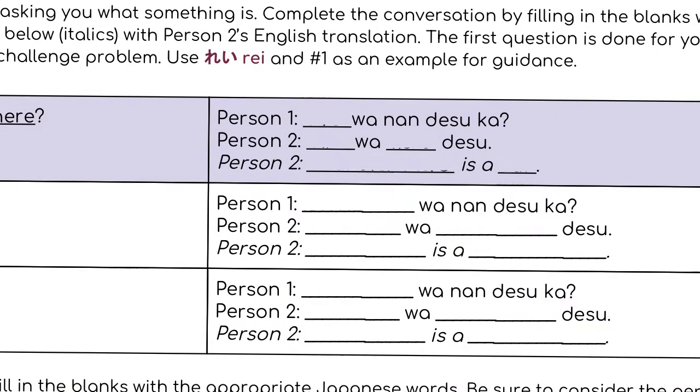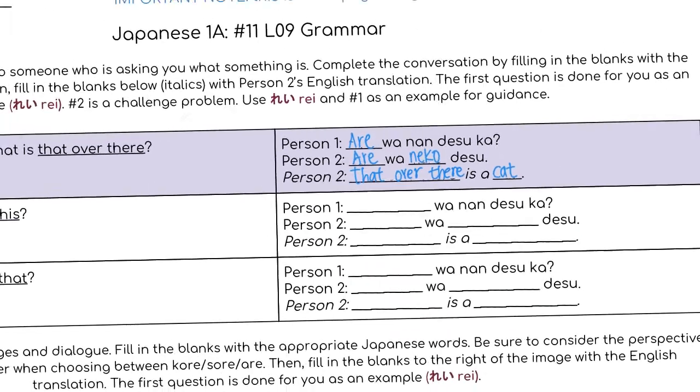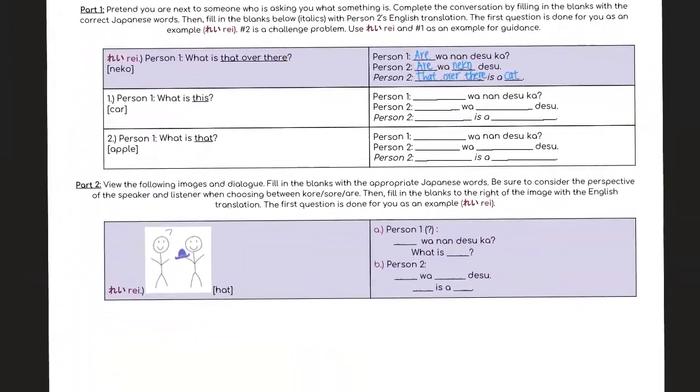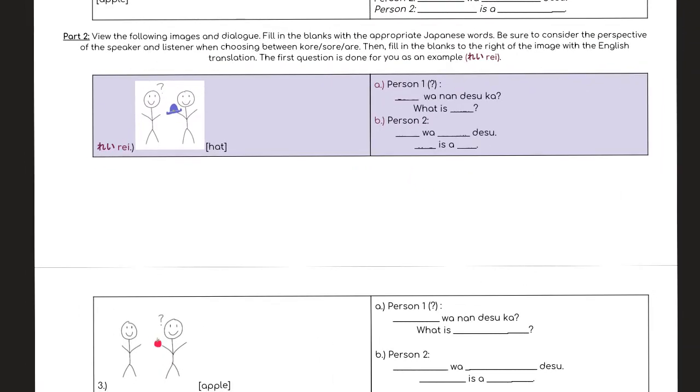Person 1 says, are wa nan desu ka? And person 2 says, are wa neko desu. And now we're going to put in person 2's English translation. So, that over there is a cat. All right. Yoku dekimashita. Looking good. So let's move on to part 2.